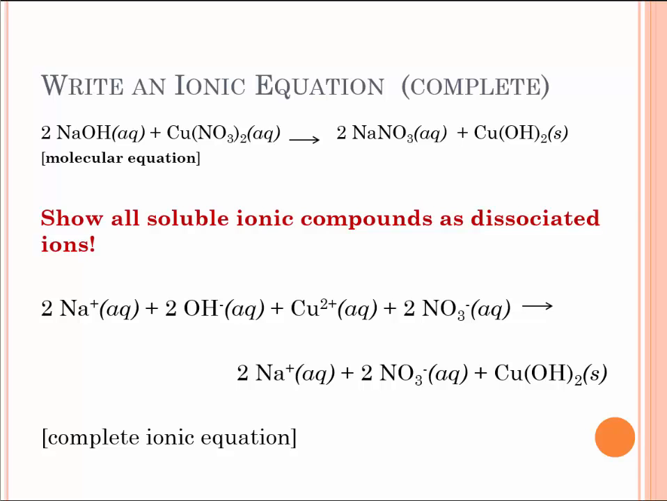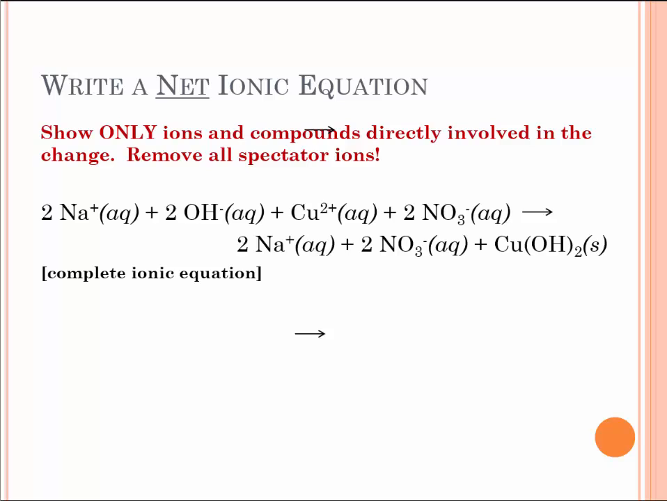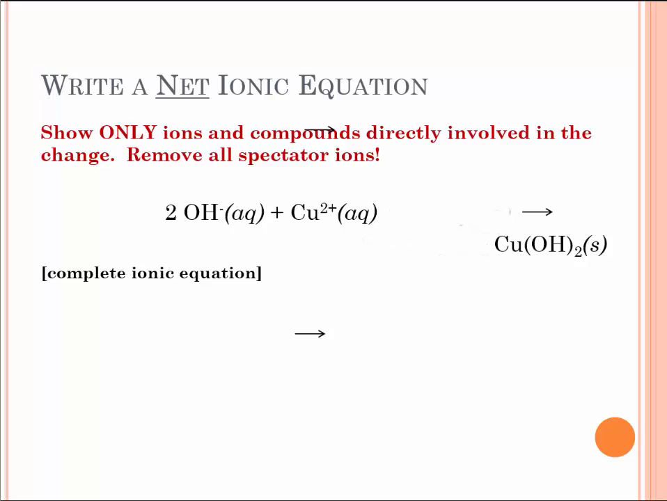Now we're going to turn it into the useful form, which is called a net ionic equation. In this form, we show only the ions and compounds that are directly involved in the change. We remove what are called the spectator ions. If we look at the complete ionic equation, we can see that there are 2 sodium ions on each side. There's also 2 nitrate ions on each side. That makes those spectator ions. They're there in the beginning and they're still there just as they were in the end. They can be crossed out, leaving only the ions and formula units that were directly involved in chemical change.